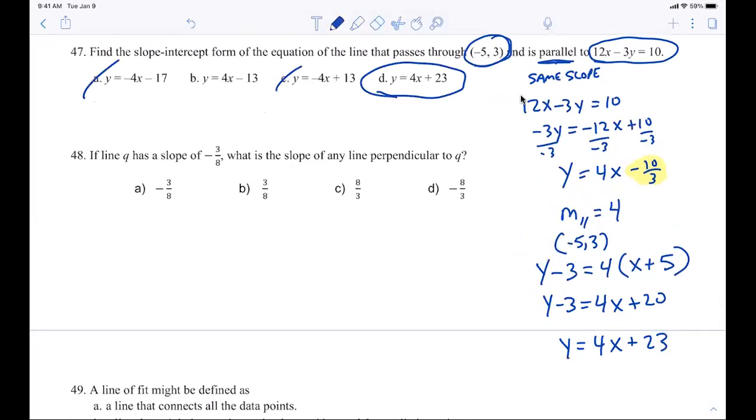Now, 48. If line Q has a slope of negative 3/8, then the perpendicular, what would the perpendicular be? Slope of the perpendicular would be what again? Someone help him. Just 8/3. Remember, perpendicular lines have opposite signs. And then you do the reciprocal. So correct answer for 48 is what? C. All right, anybody issues with that? All right, let's take a look at 49.